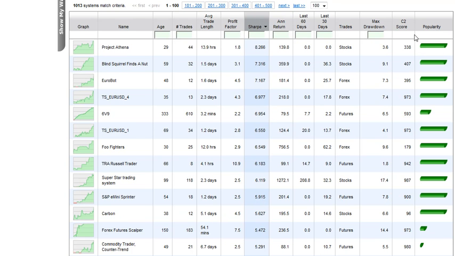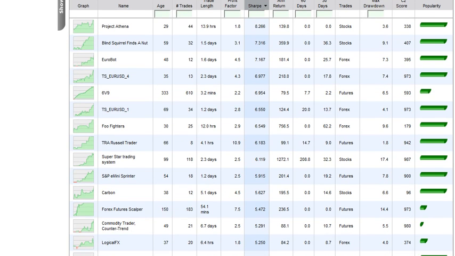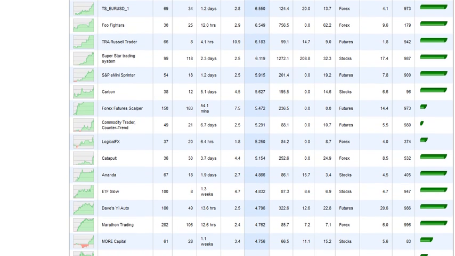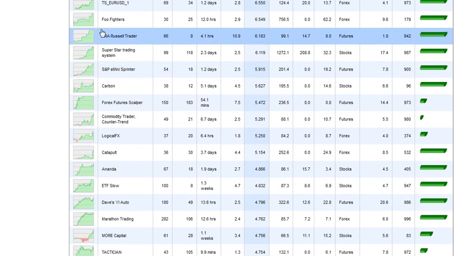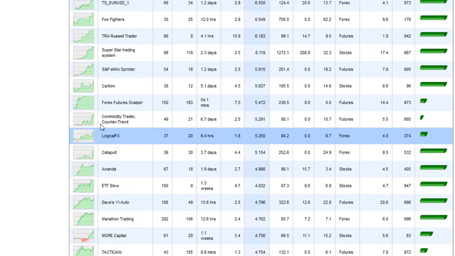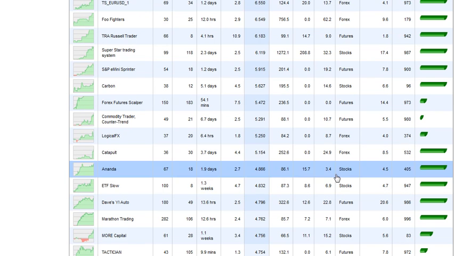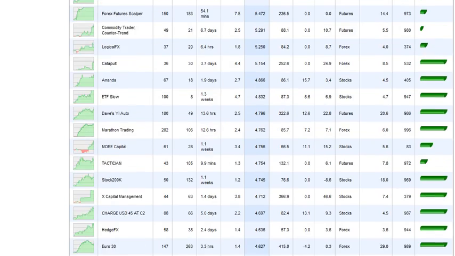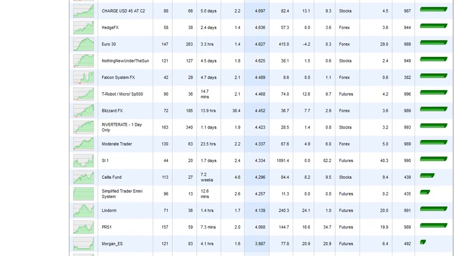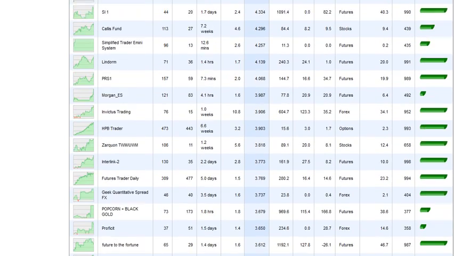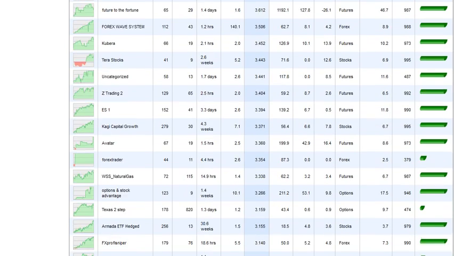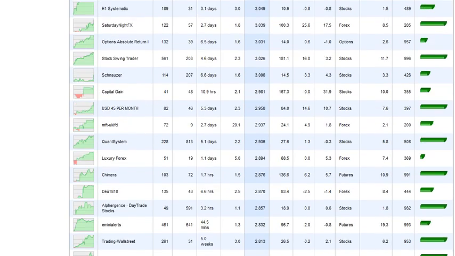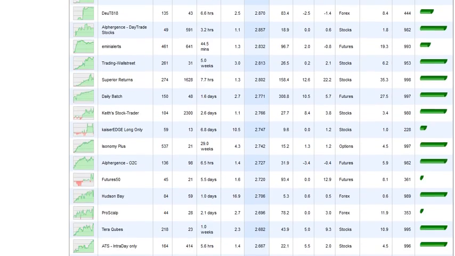We'll scroll down and have a look at some other numbers. And again, pay attention to the shape and look of the equity curves here on the left-hand side, and also the number of trades done and length of days in the first column. You can see going down 4.8, 4.7, 4.6, 3.9, and so on. Okay, there are loads and loads of systems there. Lots of systems to choose from.